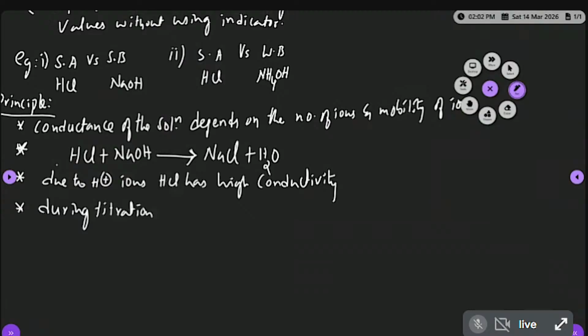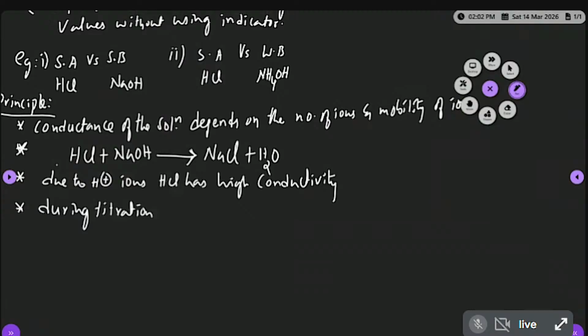Here the NaOH solution is taken in the burette, and HCl solution is taken in the conical flask. Initially, the HCl solution has maximum conductance due to H plus ions, and gradually we are adding NaOH solution slowly from the burette. While adding NaOH solution, what happened? The number of H plus ions decreases or increases?